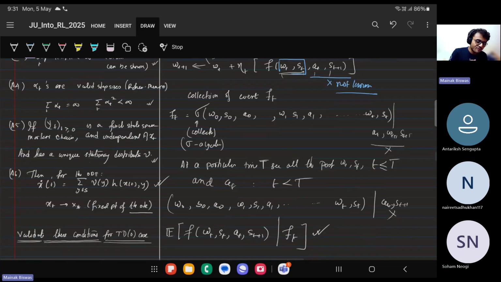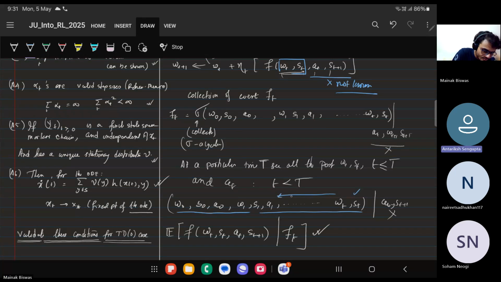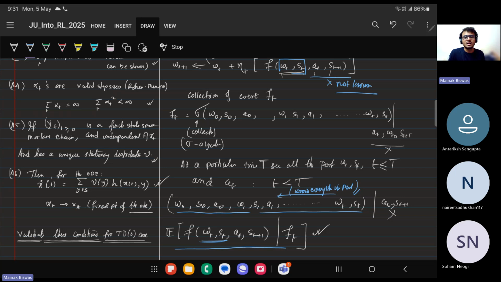So I am saying everything that is known, I will just collect it. So I will know everything up to ST. Do you agree? Yes or no? Because I know ST, I know everything in the past as well. Everything in the past, that's what I wrote. I know that these two are known. Therefore, I write the expectation with whatever was known in the past. That's it. Now it is clear.